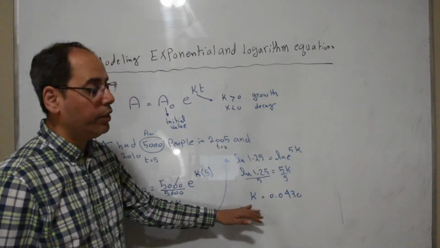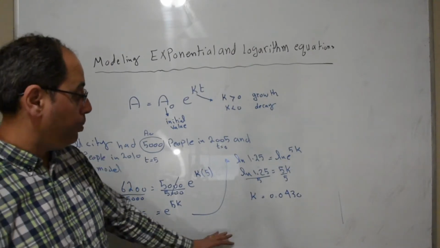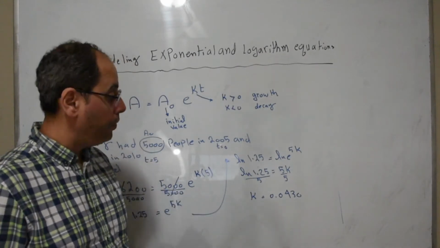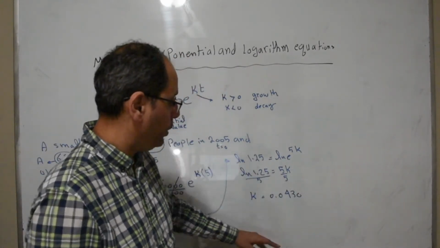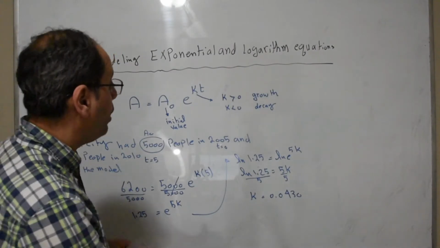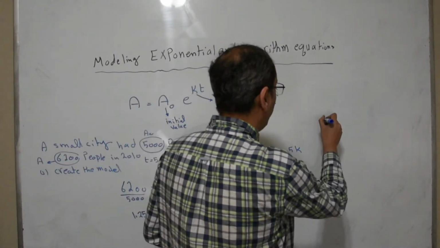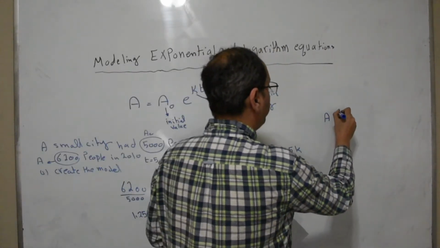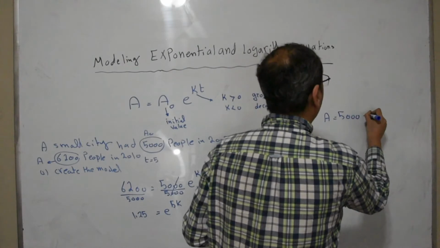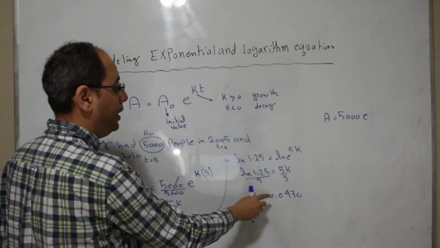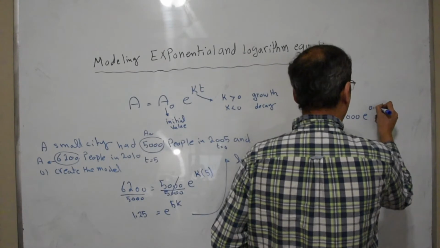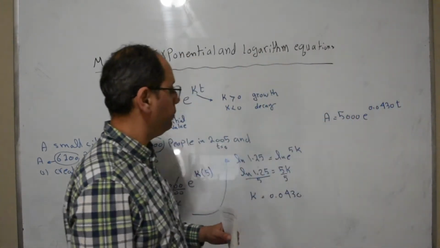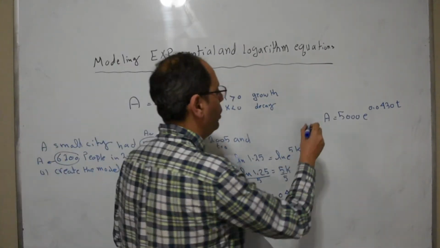Just to be careful here, if you can store that number in your calculator, that would be better, because else this is not going to be accurate. But if you can store it, that would be better. Okay, now let's write this model. So now I have the model. A equals A naught, 5,000, e to k, I got k, 0.0430 t. So now this is my model.